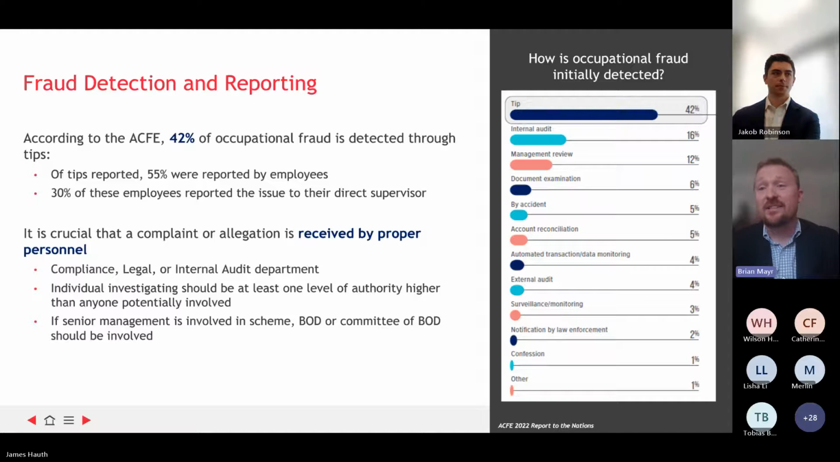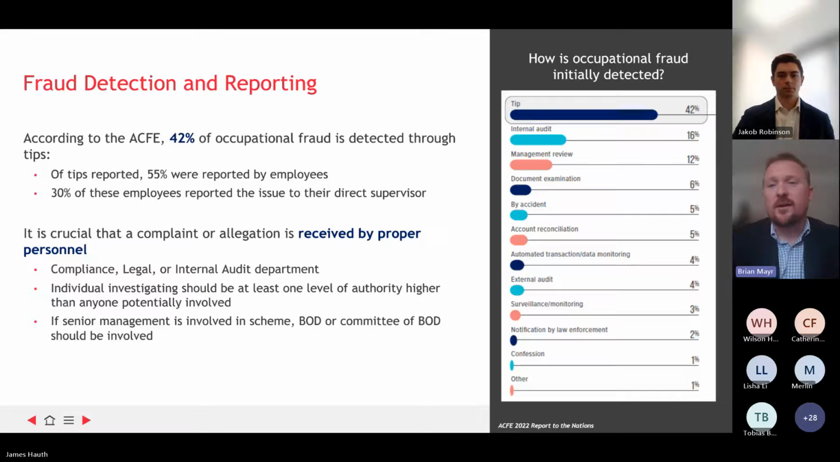The next internal assessment point is where within the organization the potential fraud occurred, and making sure that it's reported at least a step above the level at which the potential fraud was identified. I think a really important takeaway here, and this segues perfectly into Jacob's data analytics piece, is really reversing the trend on how occupational fraud is detected, reducing the tips and by accident, and increasing internal audit and other mechanisms for preventing and detecting fraud.